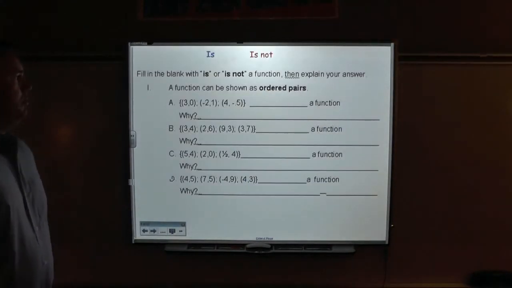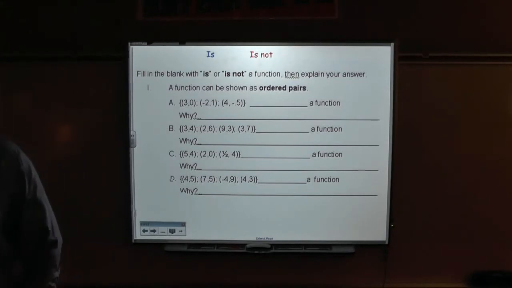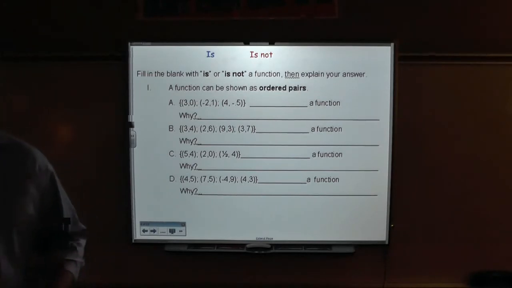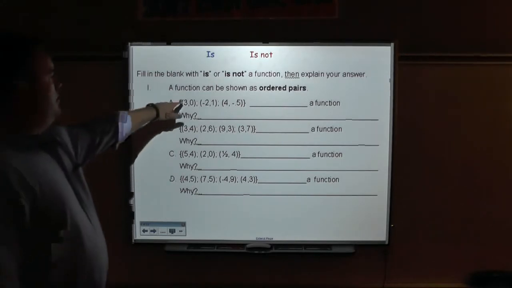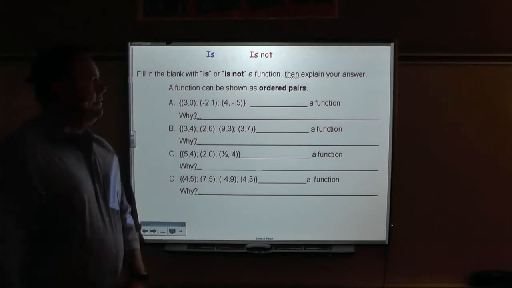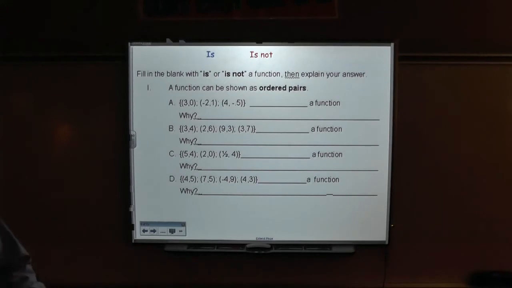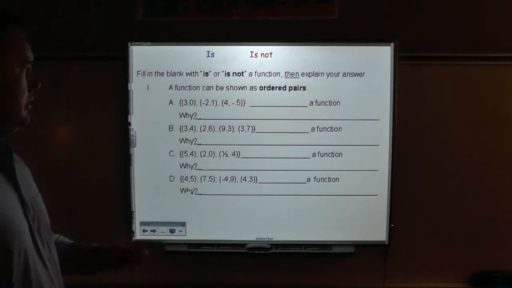Alright. So, what we're going to talk about today is what is and what is not a function in different representations. The first representation is going to be ordered pairs. So, what we have here, we have a set of ordered pairs. Now, the nice thing about ordered pairs is it's really simple to figure out which one is and is not a function. For each input, you can get exactly one output. So you can only have one value of y for each value of x.